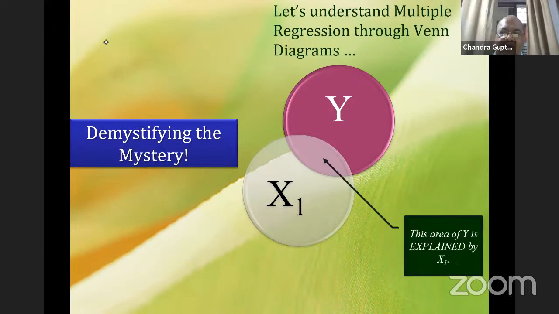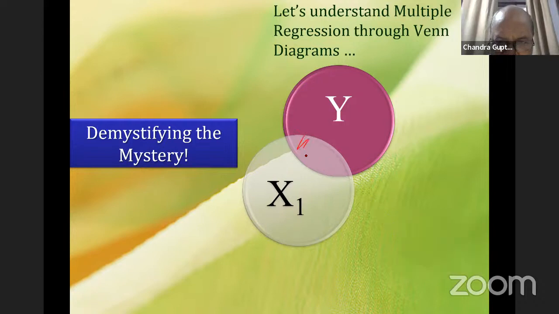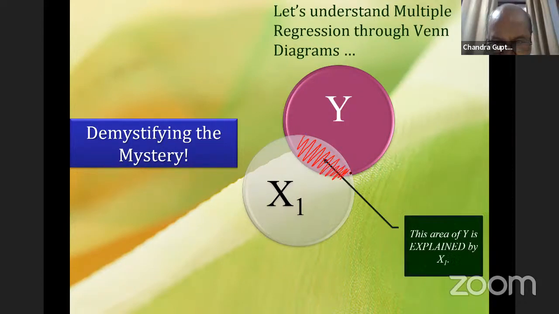Let's get deeper into multiple regression and try to understand its dynamic, what exactly goes on at the back of the multiple regression. Okay? Let's understand multiple regression model through Venn diagram. So we have y and x1, one variable, and this area is something which is explained by x1.